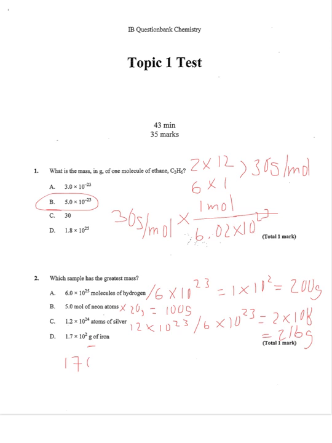This one's the easiest one. I just changed my scientific notation to 170 grams. And C, 216, would be the greatest mass.